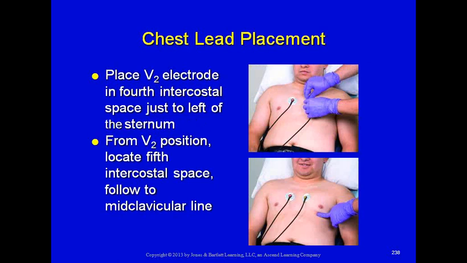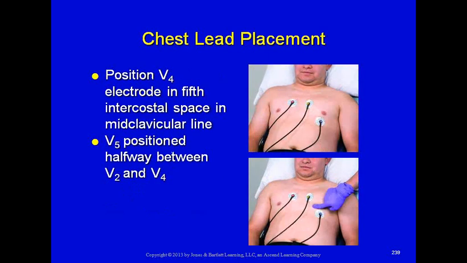From the V2 position, you locate the fifth intercostal space and follow it to the mid-clavicular line, halfway between where your clavicle attaches to your sternum and shoulder. So for the mid-clavicular line, you just find the center of the clavicle, take that line down to the fifth intercostal space, and that's where you're going to position V4. So V4 goes in the fifth intercostal space, mid-clavicular line.